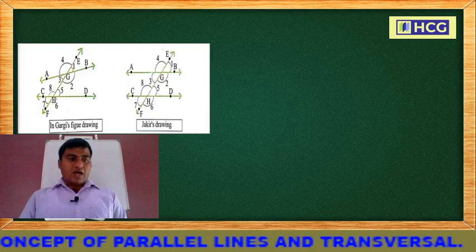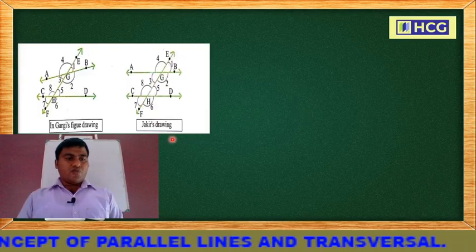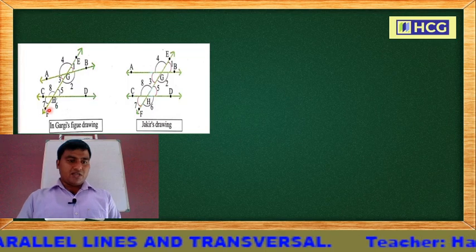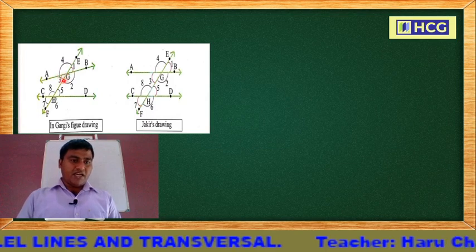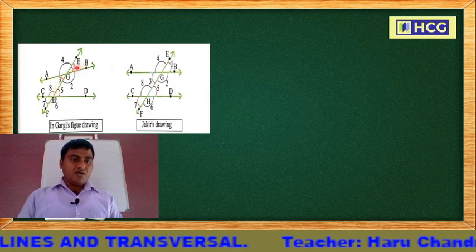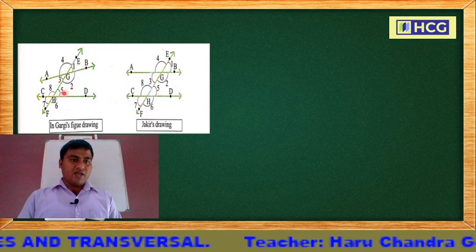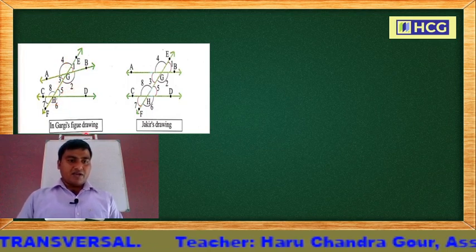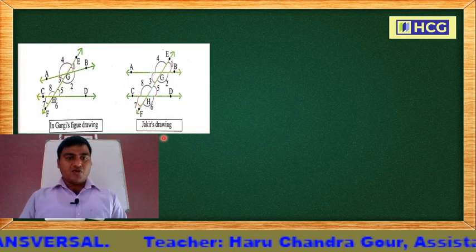Next, in Gargi's figure in your book, AB and CD are two lines. These two lines are not parallel and EF is a transversal. It intersects the two lines at G and H. So angle 1, angle 2, angle 3, angle 4 and angle 5, angle 6, angle 7 and angle 8 are formed. This is the Gargi figure and Jacquet's draw.